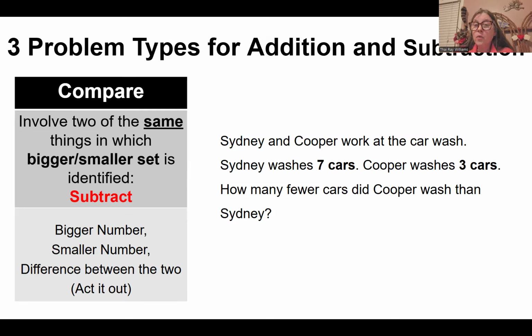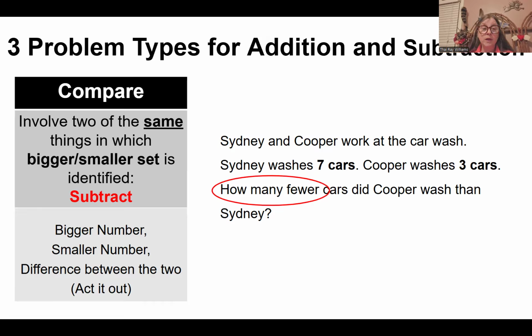Here's an example again. Sydney and Cooper work at the car wash. Sydney washes 7 cars. Cooper washes 3 cars. How many fewer cars did Cooper wash than Sydney? If we look at that, they have two things that are the same. They have 2 sets of cars. They have a bigger set, 7 cars, and a smaller set, 3 cars. And if we want to know how many fewer, that word fewer is a compare phrase, and that helps us, but we don't want to rely on it alone because we're going to look at the structure too. It helps us know that we're going to subtract.